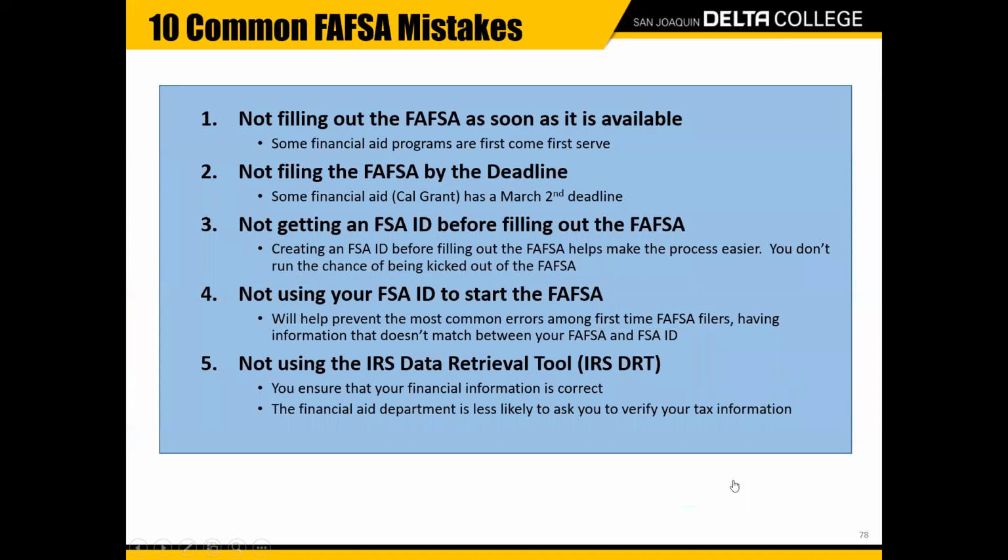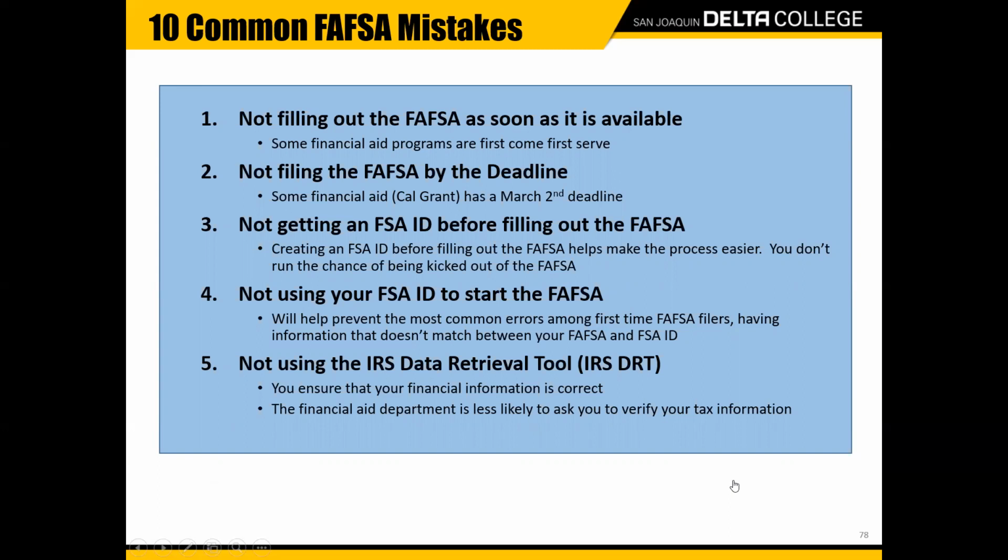Here are 10 common FAFSA mistakes as well. Number one is not filling out the FAFSA as soon as it is available. Again, the sooner you submit the FAFSA, the better, just because some financial aid programs are first come, first serve. And you also want to make sure that the college or university you're attending has as much time as possible to process your information. Also, not filing the FAFSA by the deadline.